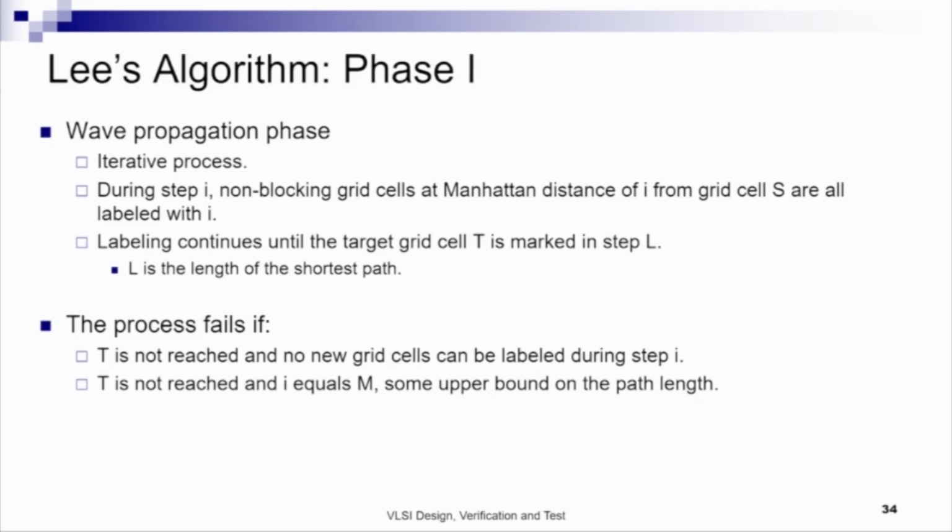The first phase is the wave propagation phase. It's an iterative process. During step I, non-blocking grid cells at Manhattan distance I from grid cell S are all labeled with I. S is the source and T is the target. Labeling continues until the target grid cell T is marked in step L. L is the length of the shortest path.